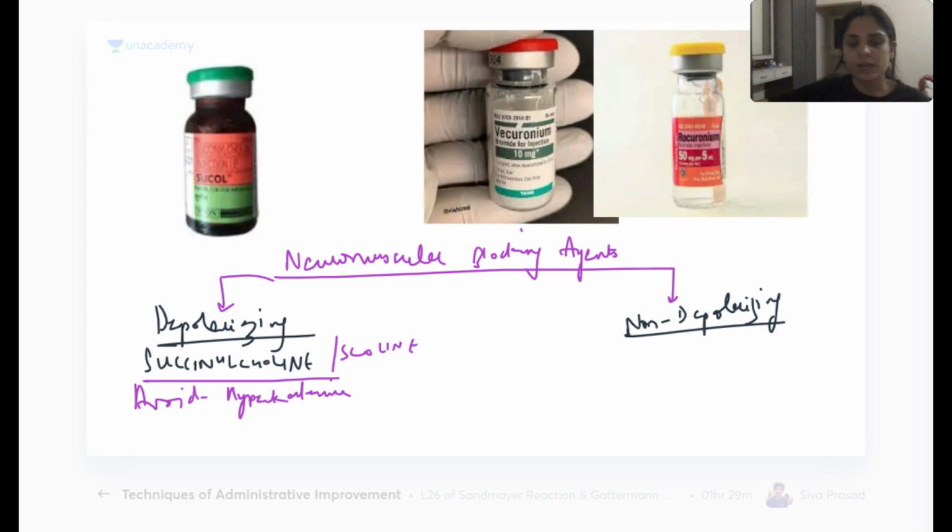Okay. Second, succinylcholine can cause what in the heart? It will act on the heart and cause what? Arrhythmia. What arrhythmia? Which arrhythmia? I want to know that.